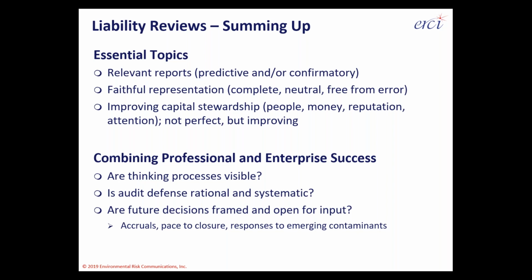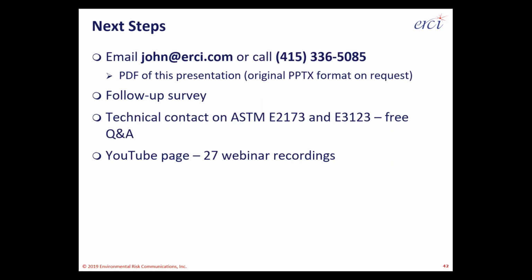How do you combine professional and enterprise success? One of the ways you can be doing that is by making your thinking process visible. I find that event tree modeling and watch lists are incredibly useful parts of the process that feed up to good discipline in reporting environmental liabilities. That in turn leads to a good, solid audit defense that's rational and systematic, and then future decisions that are framed and open for input and not presented as just single outcome issues where there's no opportunity for leverage or improvement available today.